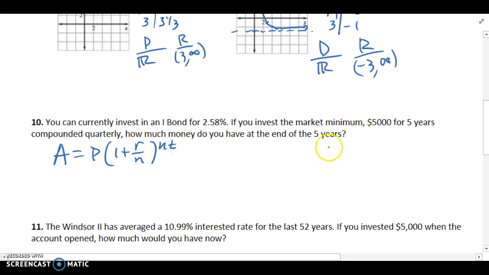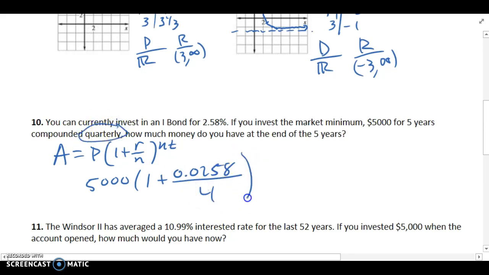Then we're going to put all these numbers in. So 5,000 is our starting value. 1 plus our rate as a decimal. Quarterly means 4. And then time is 5 years. Then we're going to put that in the calculator. Remember to put it in right, so it'll look like this.